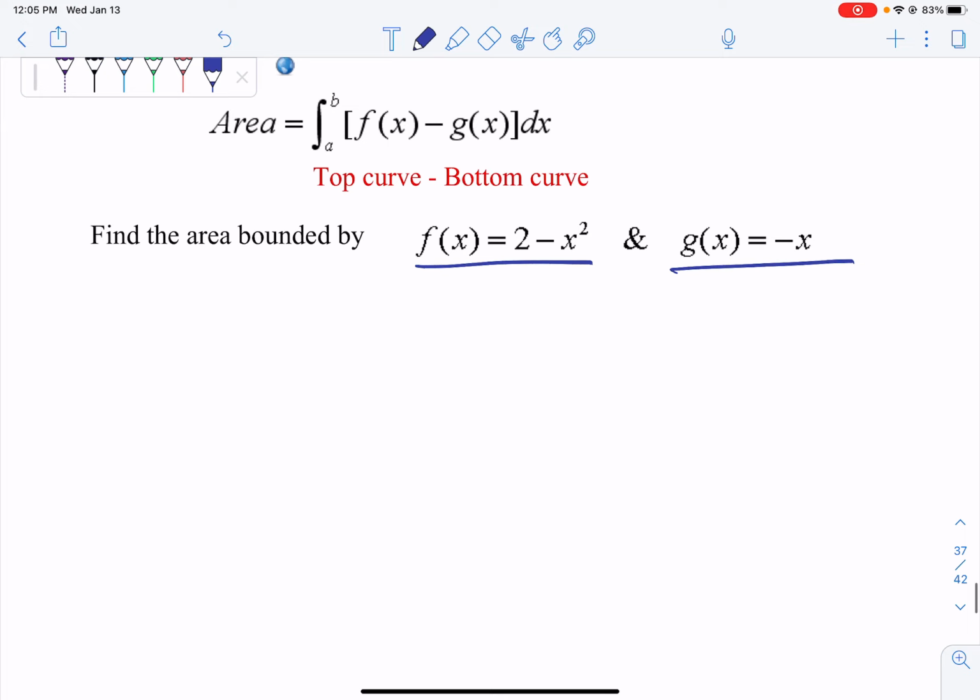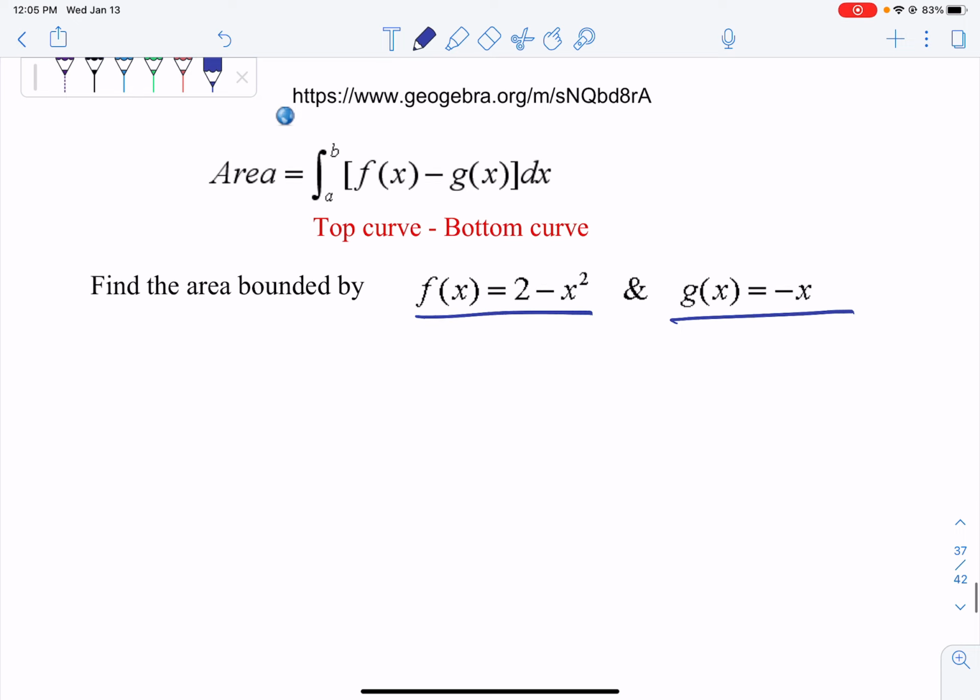All right, so first things first, I know that I need an integral, and I need an integral with bounds, and I need to figure out the top and the bottom curve. Okay, so the first thing I'm going to do before I worry about which one's on top, which one's on bottom, let's set them equal to each other to figure out my endpoints. So if I do 2 minus x squared is equal to negative x, then I'm going to move these to the right side so they stay positive.